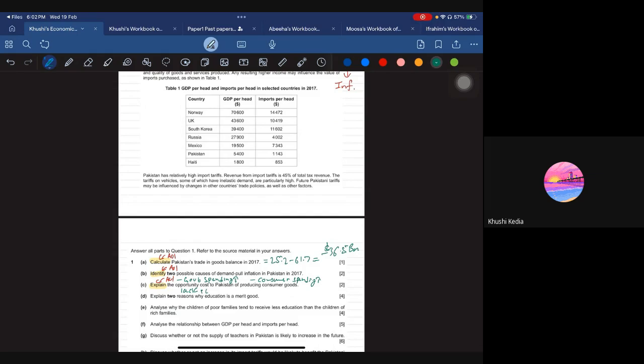Do we need to give two points? No, only one. You just have to explain one because it's a two marker, the lack of resources to produce consumer goods in future. And the capital goods also do this, no? Yes, sir. You will not have enough of the capital goods to manage it.